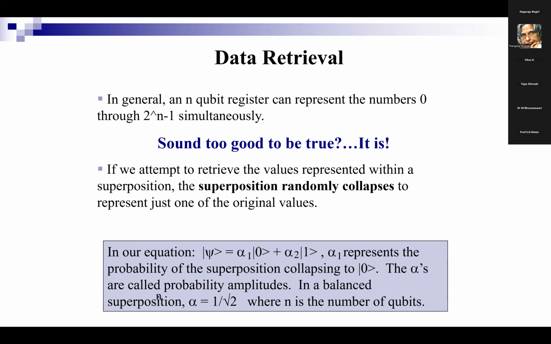For example, in this equation, the coefficients represent the probability amplitudes. When the qubit is measured, the superposition collapses, and the qubit will be found in state 0 with probability alpha 0 squared, or in state 1 with probability alpha 1 squared.